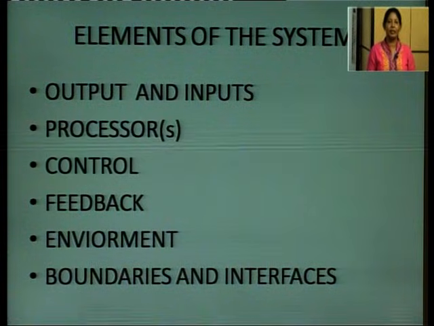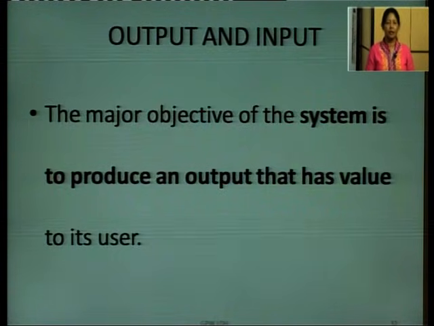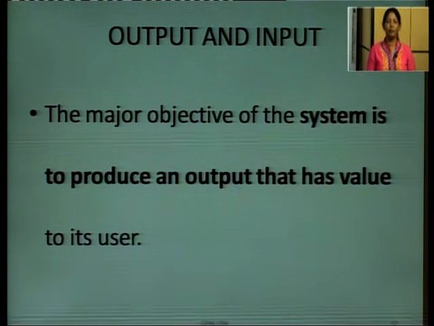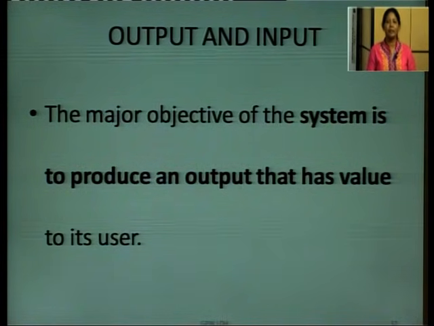First of all, we will discuss outputs and inputs. Output means the major objective of the system is to produce an output that has value to its user. That means we can produce an output that has some value to the user.